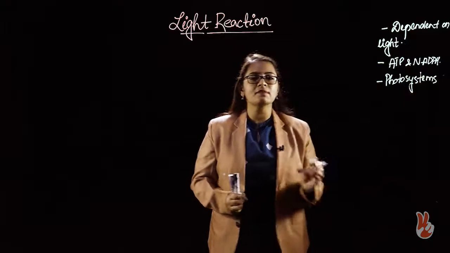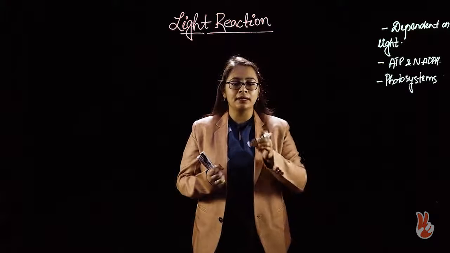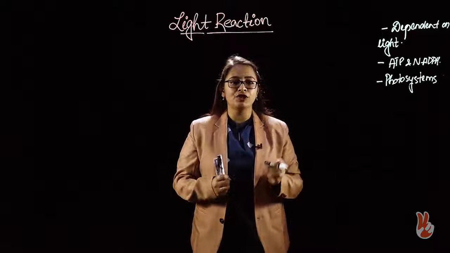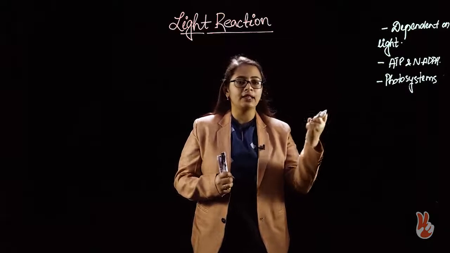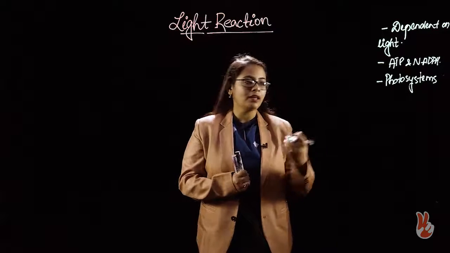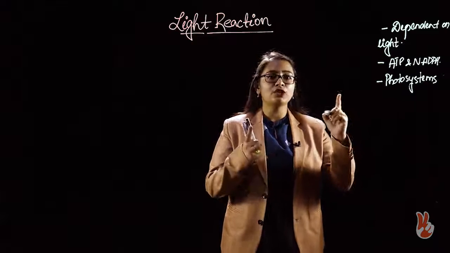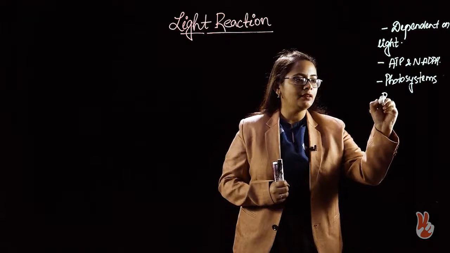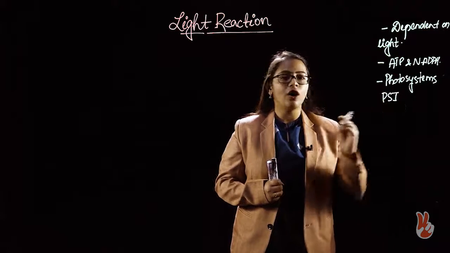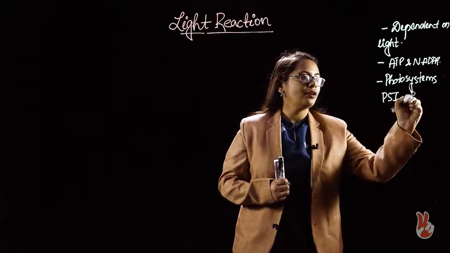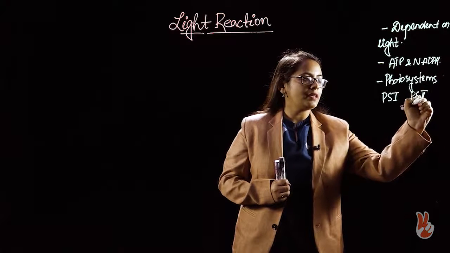Now, these photosystems are the center or the area in which the light or the sunlight is actually trapped. Okay, so it is seen in case of the plants that there are basically two types of photosystem, that is the photosystem 1 or PS1 and the photosystem 2 or the PS2.